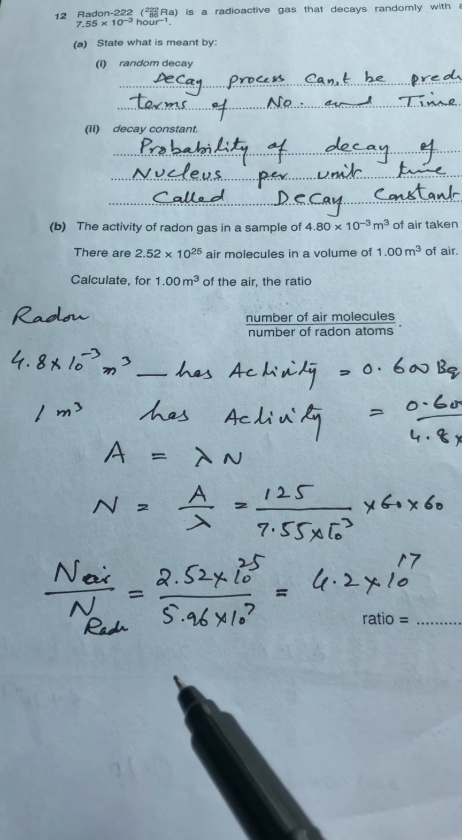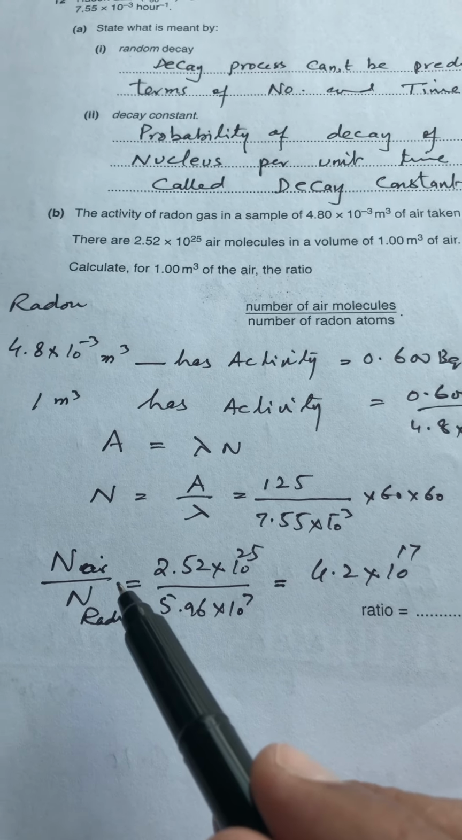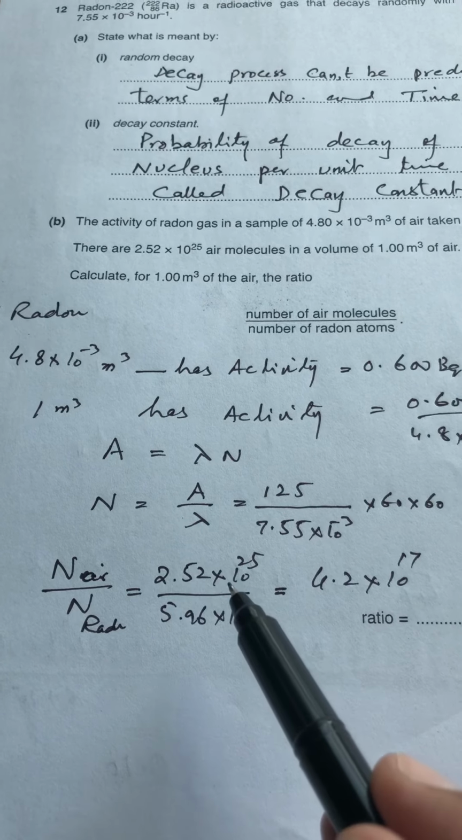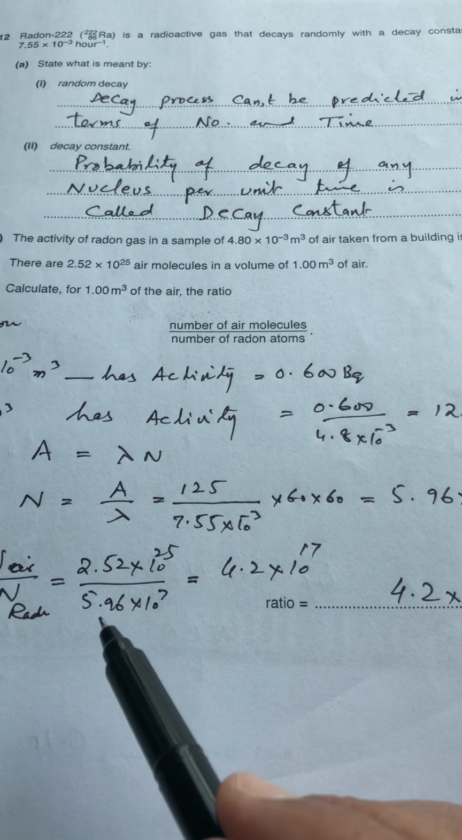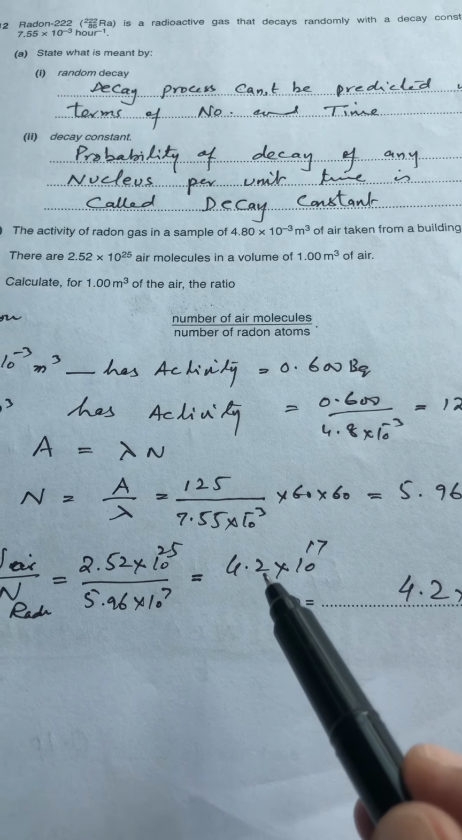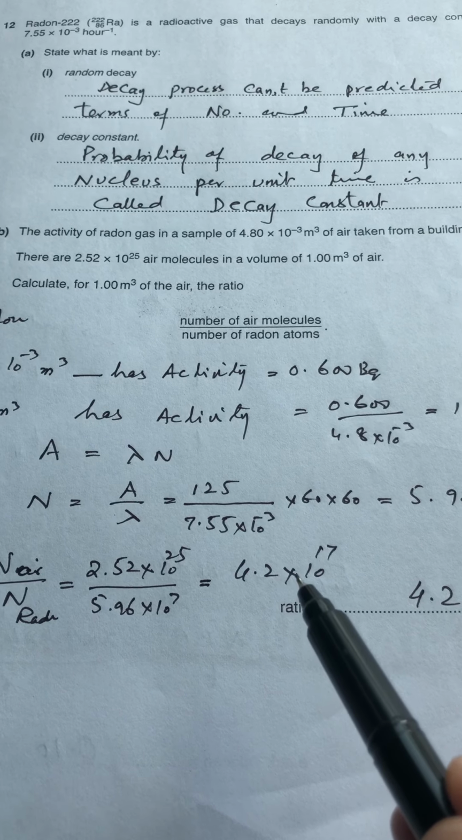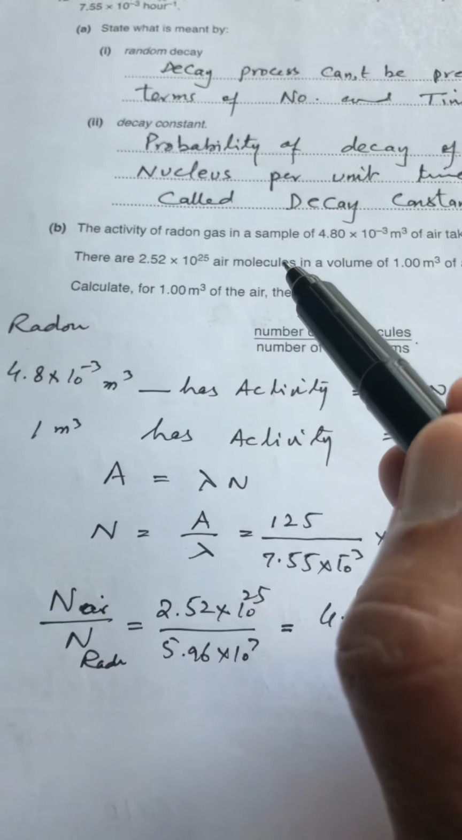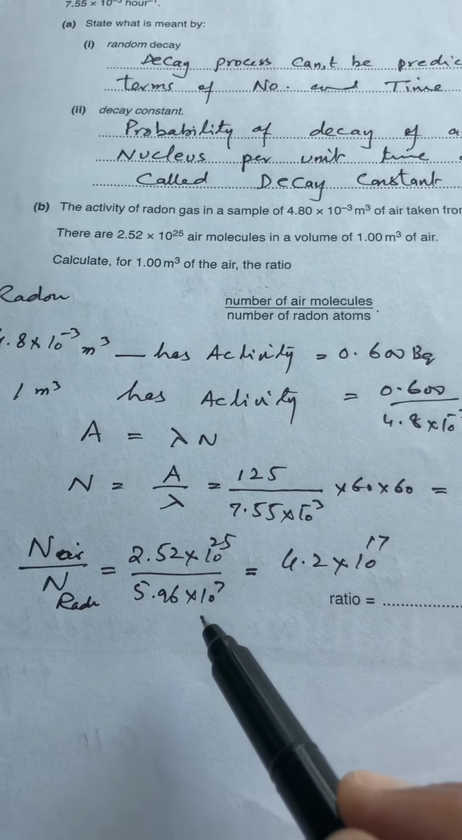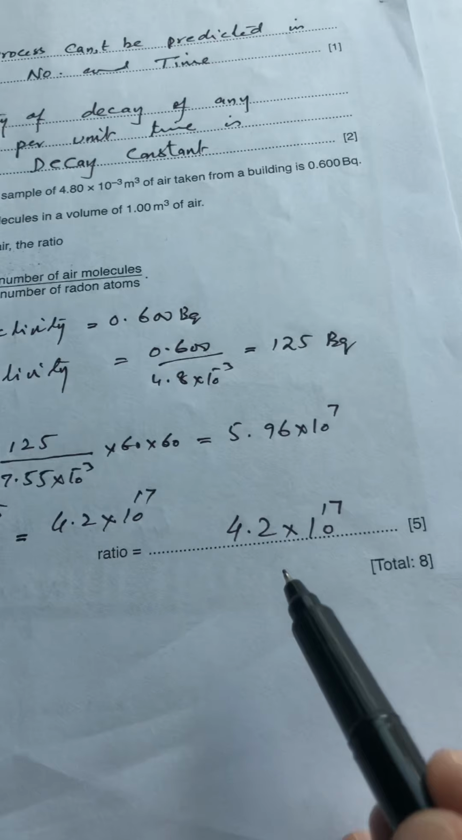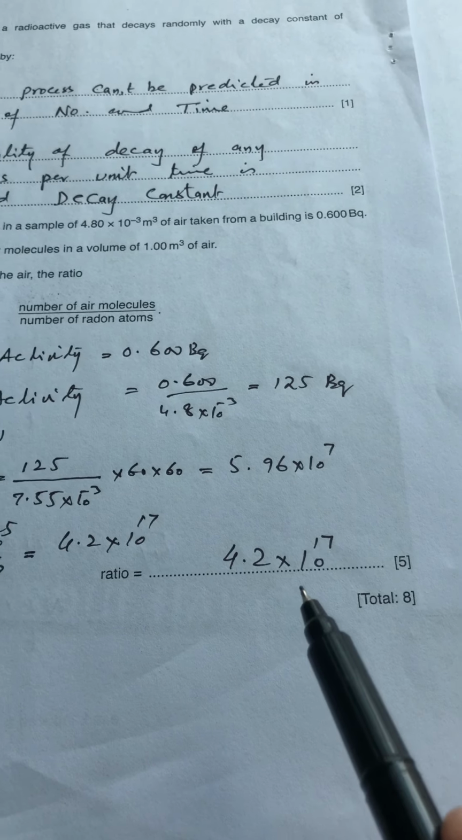And now we have to take the ratio of the number of air to the number of radon. Look, we have calculated 2.52 times 10 power 25 divided by 5 point this. This 2.52 times 10 power 2, this air number is given. We have calculated this radon. So the answer is 4.2 times 10 power 7.